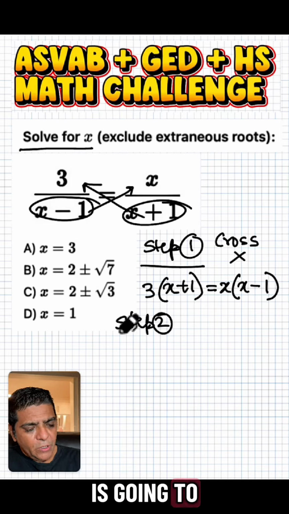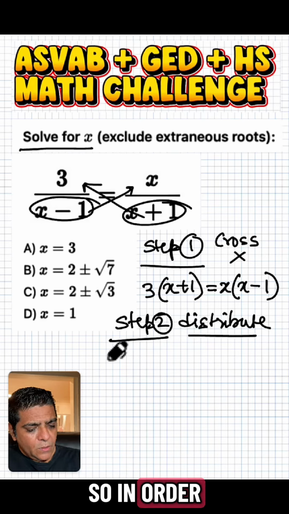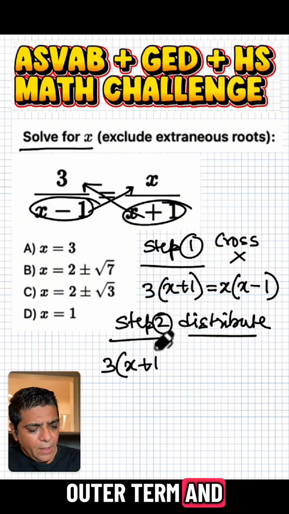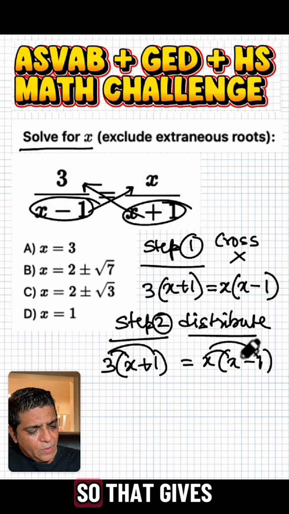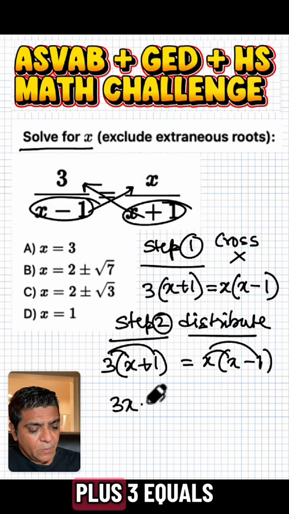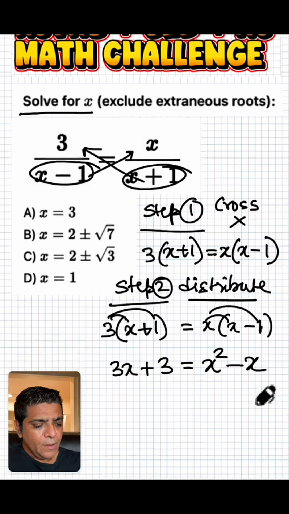Step 2 is going to be, we're going to distribute that. In order to distribute, I take the outer term and multiply into both the inner terms, and same with the right hand side. So that gives us 3x plus 3 equals x squared minus x.